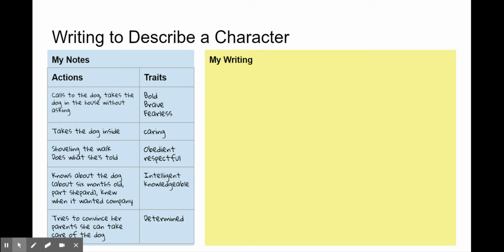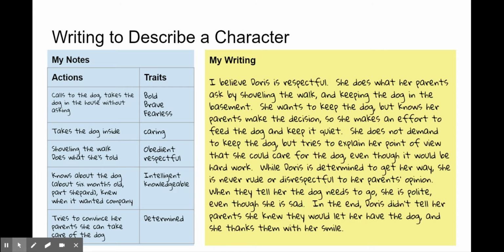The problem in this case: Doris really wants to keep this dog, but her parents have told her no. And her solution is to try to prove to them she's capable of this without being disrespectful. So here's my writing that I've put together.